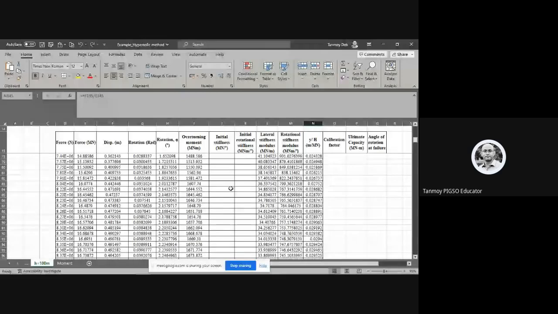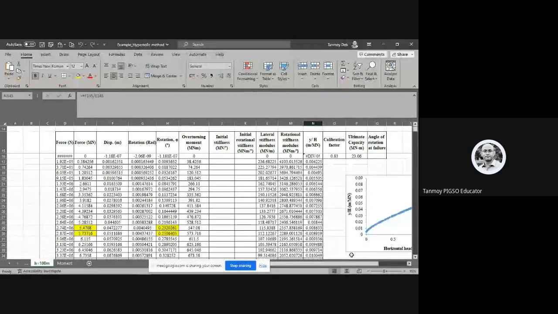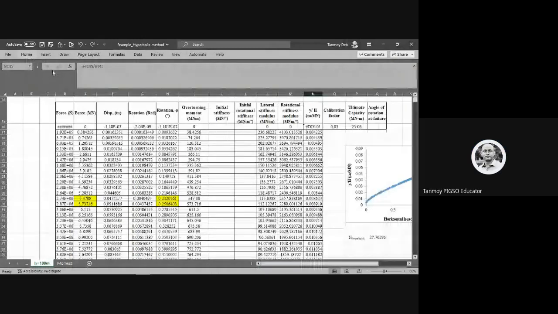All right. Can you see my screen? Yes. This is an Excel file.